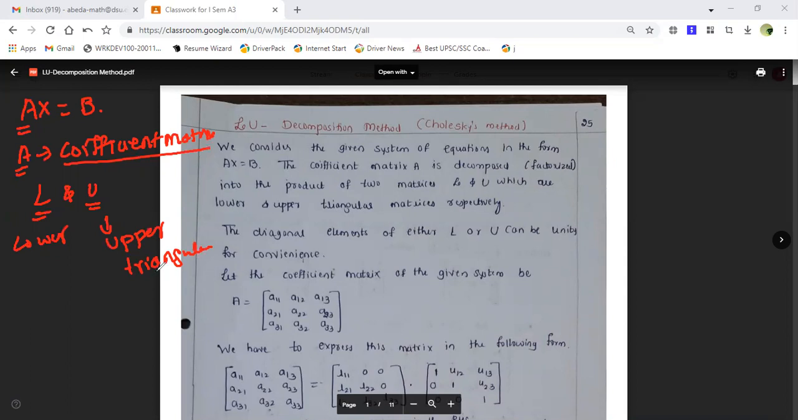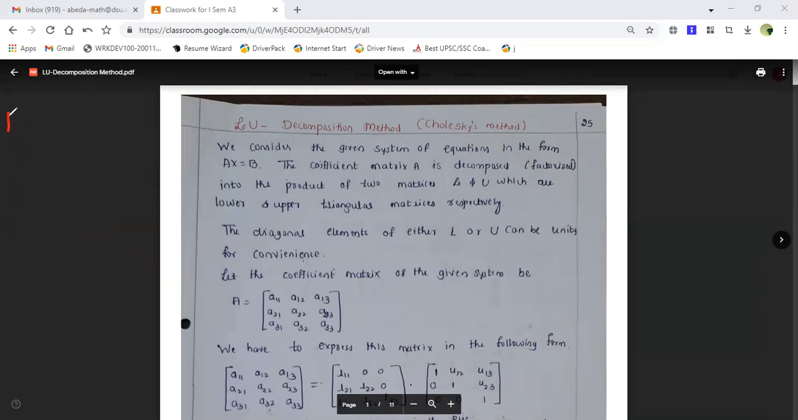Then what we do? We will start with the procedure. The diagonal elements of L or U can be unity for convenience. Either I can take the diagonal elements of L as unity, or I can take the diagonal elements of U as unity, as per our convenience. So let's start with the procedure.